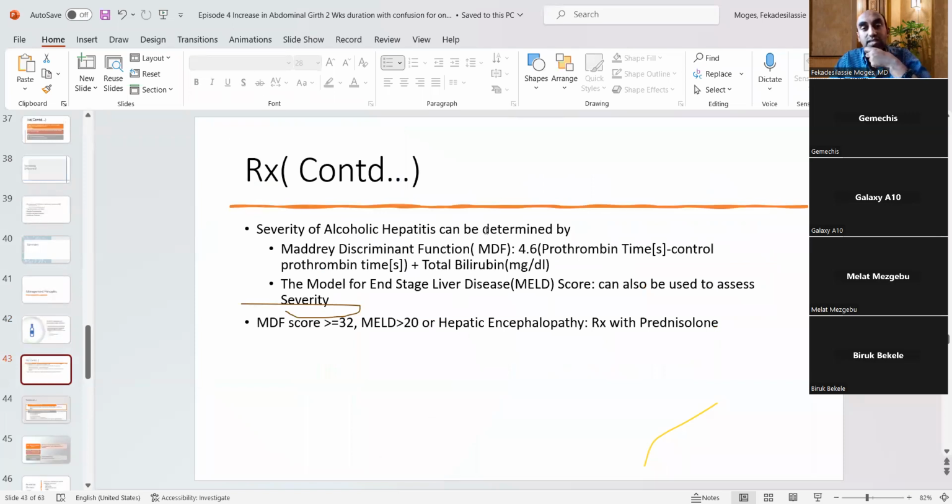Severity of alcoholic hepatitis, there are different ways to determine severity. Maddrey discriminant function የሚባል አለ. This is a formula. You can simply calculate using this formula, or you can use MD calc የሚባል app አለ. I don't know. Try it if it works for you guys. This is it. MD calc. Do you see it? Do you see it? MD calc?